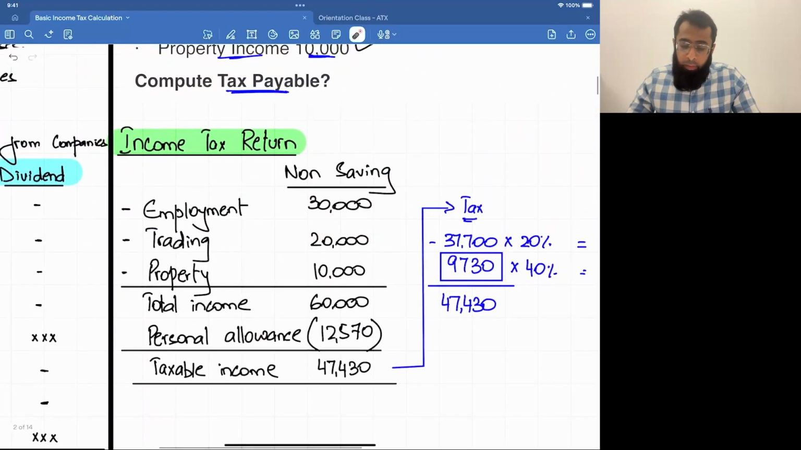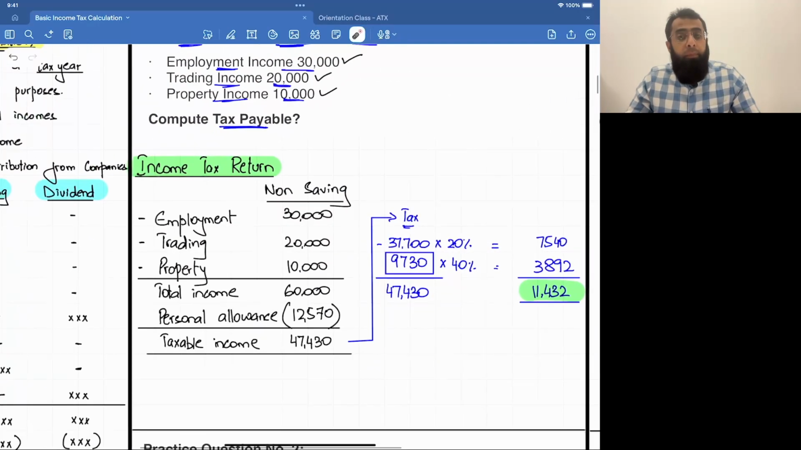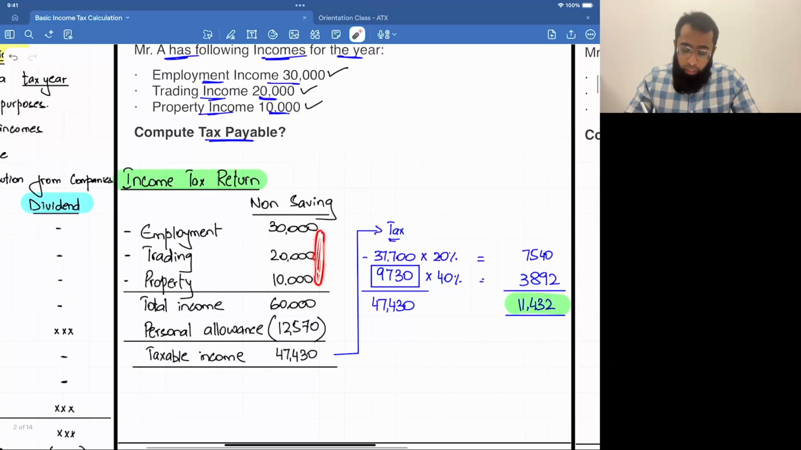Then you classify the income. You add them up to arrive at the value of total income. You deduct personal allowance to get the taxable income and you simply charge the tax.